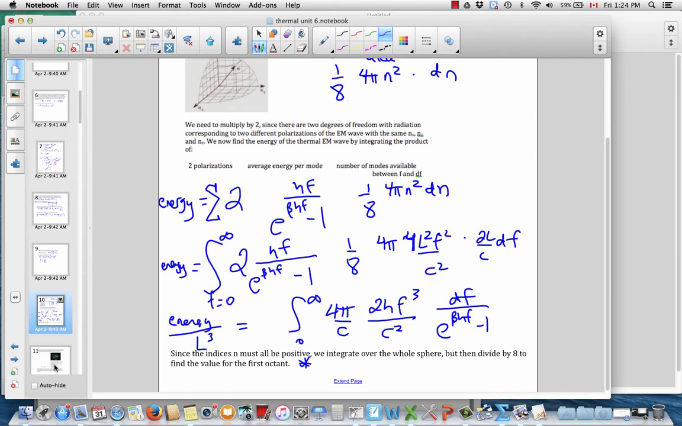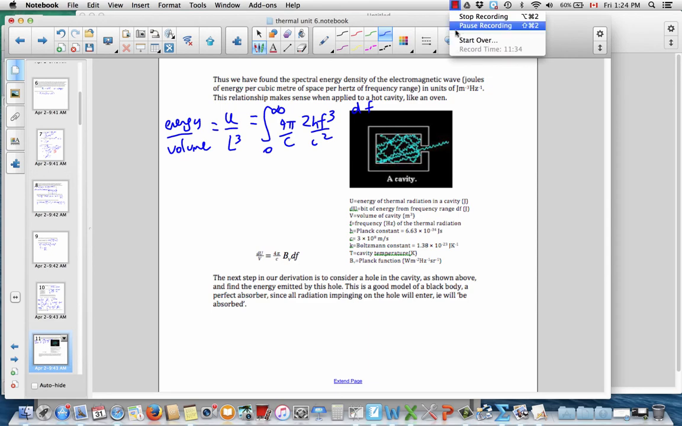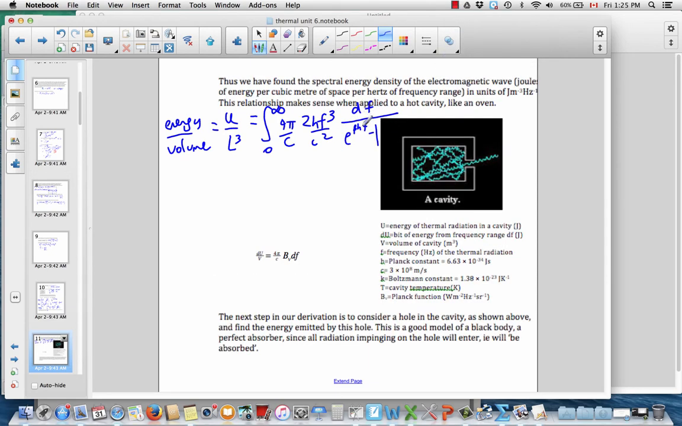So what do we have? Well, we have that the energy density in a hot cavity, like a hot oven, the energy over volume, so we could use U or E for energy, and we found that that was add up over all frequencies, this 4 pi over c 2h f cubed over c squared, and then I ran out of room, but it's df. I'm going to have to pause for a second, fix this. So there, I moved that over a little bit. So there it's df over e to the beta hf minus 1. So that's the total energy per unit volume.